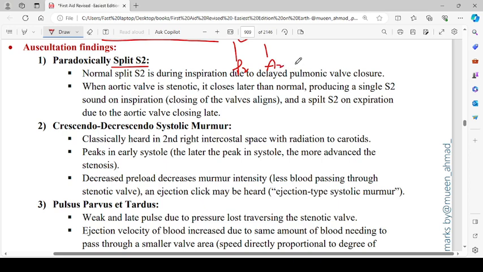the aortic valve is closing late, right? So when we inspire, the pulmonary component moves close to the aortic component, and the split is diminished during inspiration. That is also a paradoxical thing. So everything is paradoxical about this. So the next thing is the paradoxical split. Normal split S2 is during inspiration due to the delayed pulmonary valve closure. When the aortic valve is stenotic, it closes later than normal, producing a single S2 sound on inspiration, as closing of the valves aligns, and a split S2 on expiration due to the aortic valve closing late.